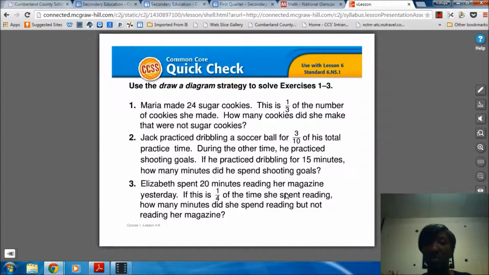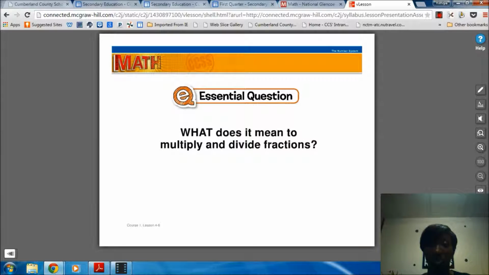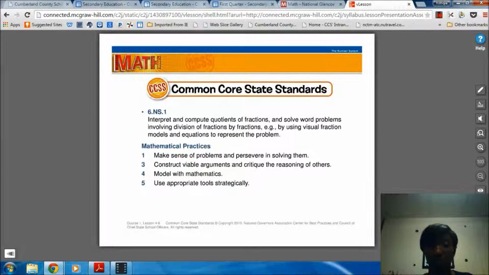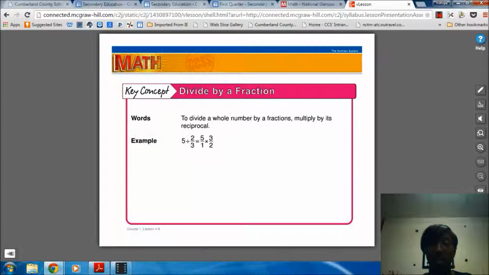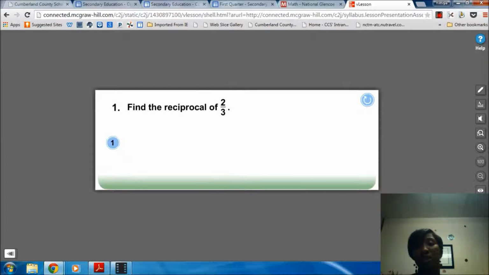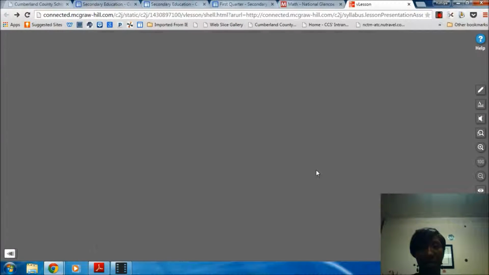This quick check that comes along with every lesson is really good because you can see, again, where the students stand on the prereq skills that are needed for this concept. Answers are there. And then this is an essential question that is linked with this particular standard. The standards, the math practices, what they're going to learn today, and then all this good stuff, okay? So again, these resources are here and you can utilize them at your discretion. I'm going to go back.